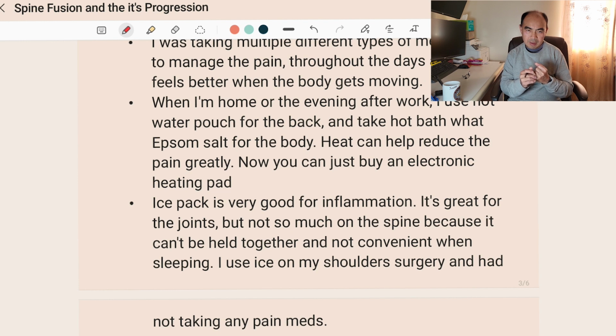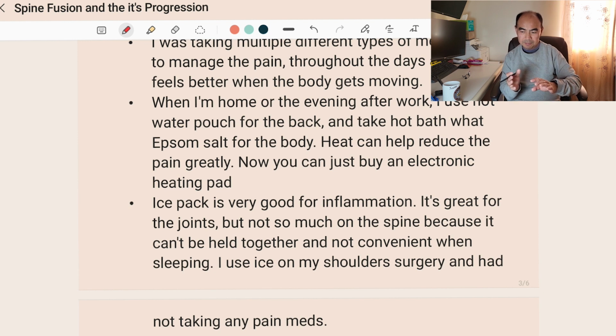So when I get home, I try to use heat. Heat can actually make the blood flow, and when you apply heat to it, the area feels warm. The pain level kind of goes away. It feels good, and I even do that during the night as well when I go to sleep.